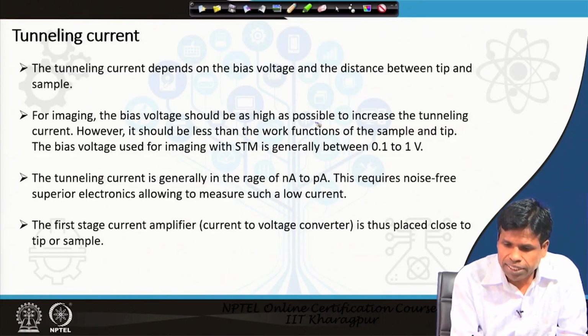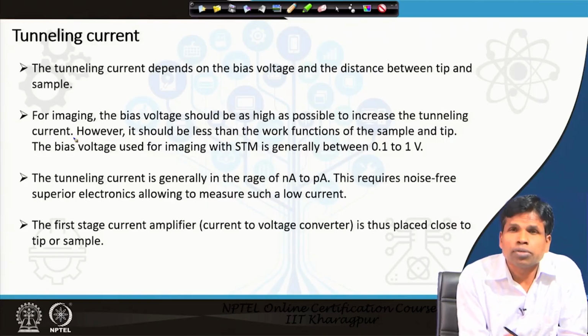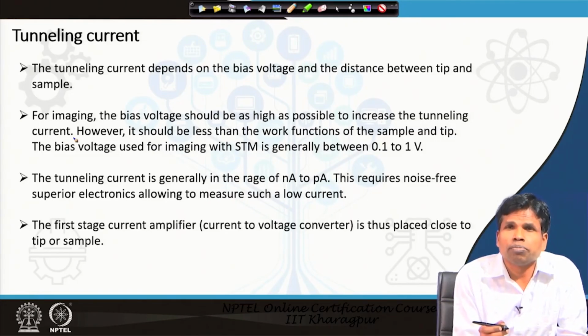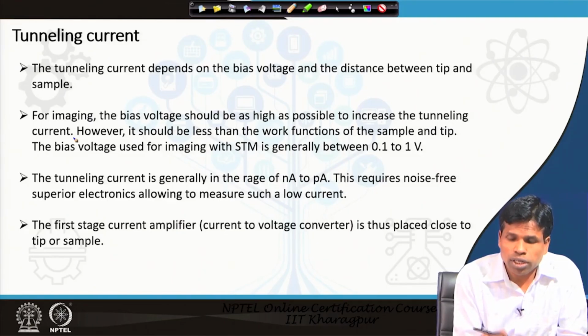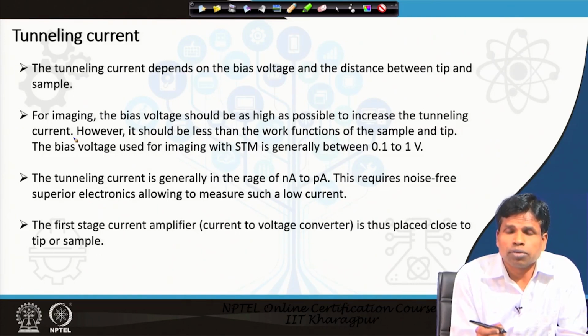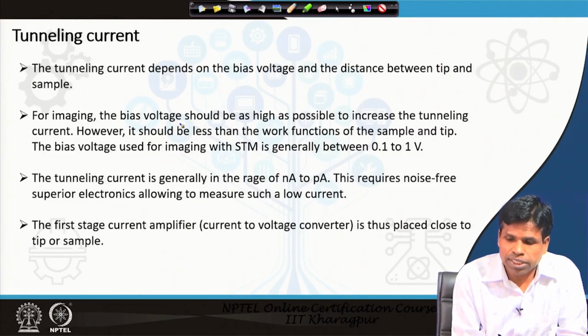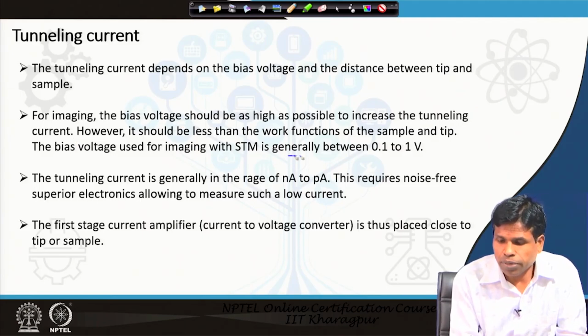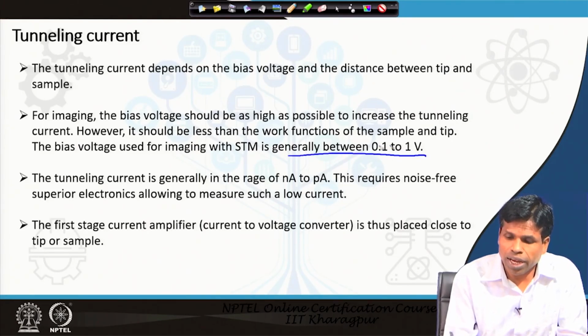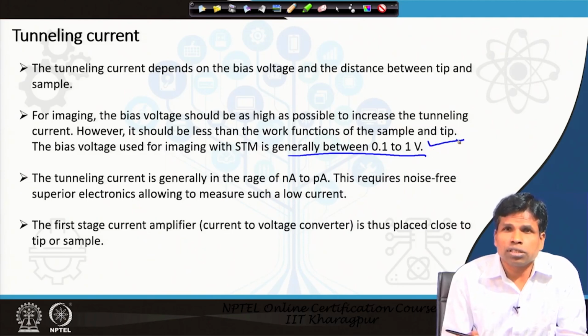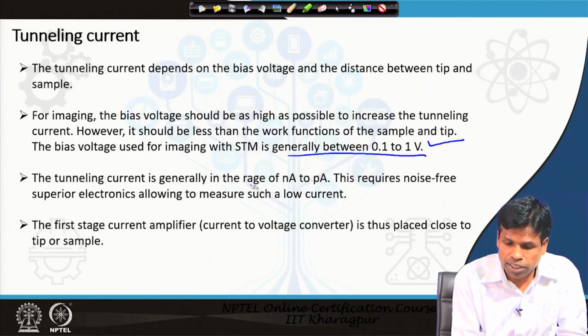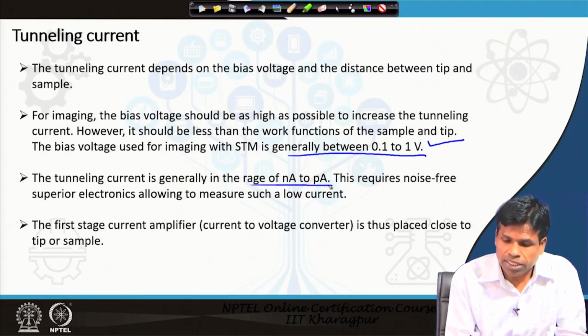For imaging, the bias voltage should be as high as possible to increase the tunneling current, because the tunneling current is very small, in the picoampere to nanoampere range. So, in order to increase the tunneling current to nanoampere, or to measure without much noise with a certain signal to noise ratio, the bias voltage can be increased, but that bias voltage is again very small, 0.1 to 1 volt. By applying this bias voltage, we can measure currents at the picoampere to nanoampere level, and that can be utilized for constructing the image.